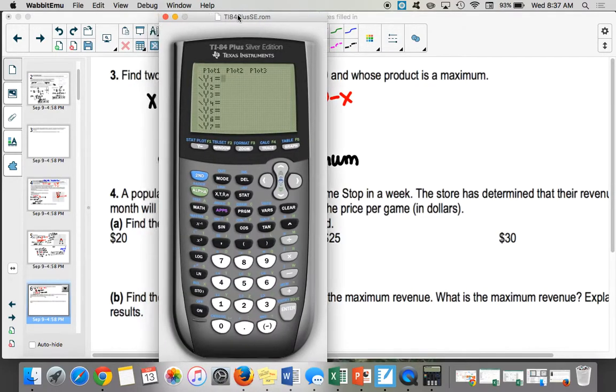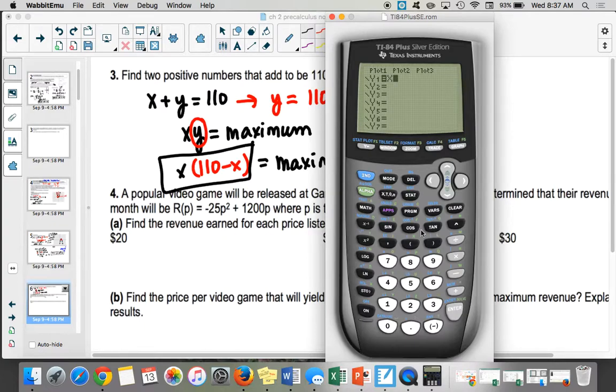And under y equals, you're going to put x times the 110 minus x. Or you could distribute it. And I mean, some of you did so much work on the test. You distributed everything in, FOILed everything out. You did a lot of work, and then you made one little mistake. It's easiest just to leave it how it is, right? Unless it's really complicated to put into your calculator. So we're just going to leave it like that. And then we hit graph.